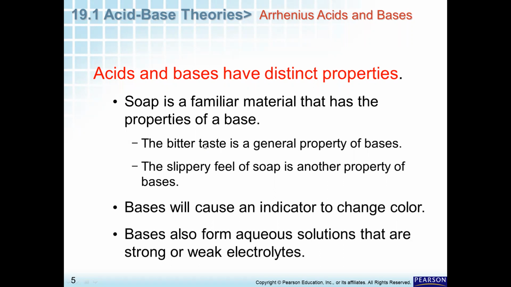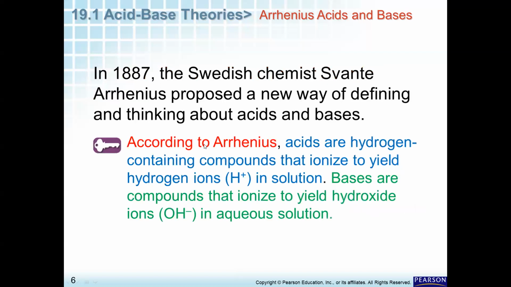Also, they can be used to change the indicator, as we mentioned, the litmus paper and so on. And they also make aqueous solutions. When we do that, usually we have electrolytes, strong or weak depending on the type of base that we have. If we have a strong base, then that will make a strong electrolyte. If it is a weak one, then that will make a weak one. So these are general properties, not necessarily to be memorized, but just for your information that acids and bases do have distinct properties that are different from other materials, special about them.